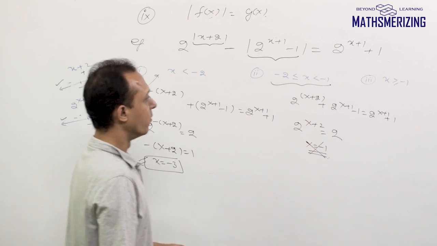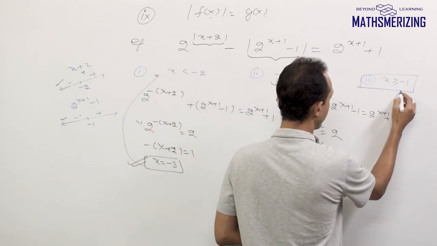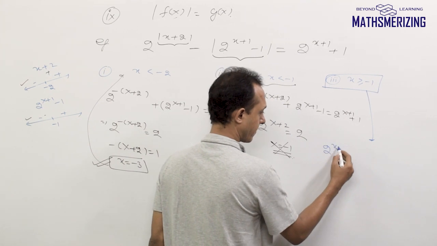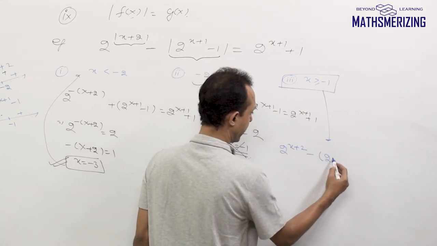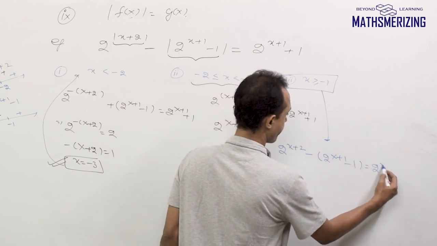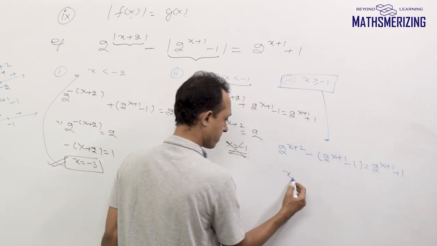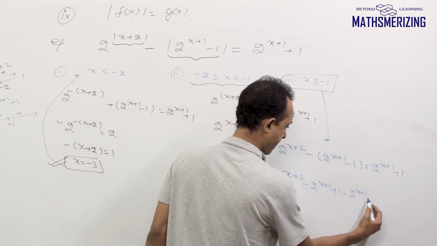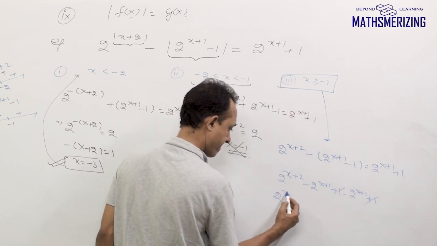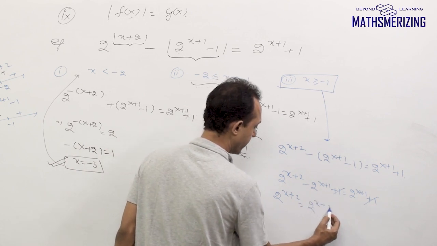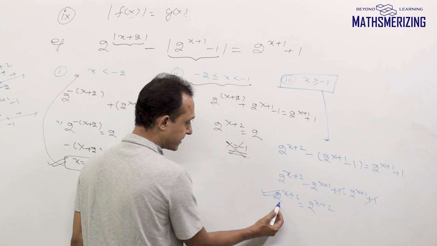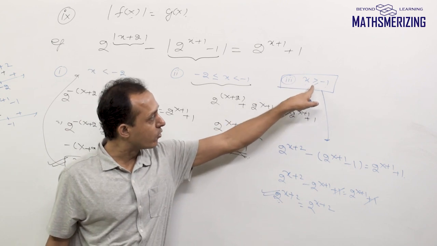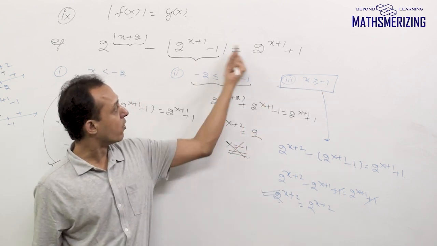Now for the third case, when x is greater than or equal to minus 1, in this case both the expressions will be positive. So I'll write it as 2 to the power x plus 2 minus 2 to the power x plus 1 minus 1. So I'll get this result as 2 to the power x plus 2 is equal to 2 to the power x plus 2. Now this is always true. But this result has come with the condition that x should be greater than or equal to minus 1. So whenever x is greater than or equal to minus 1, in that case, this result will always be true.